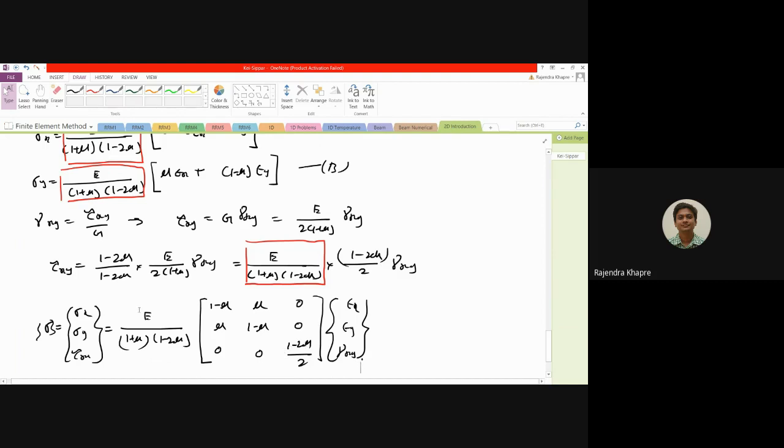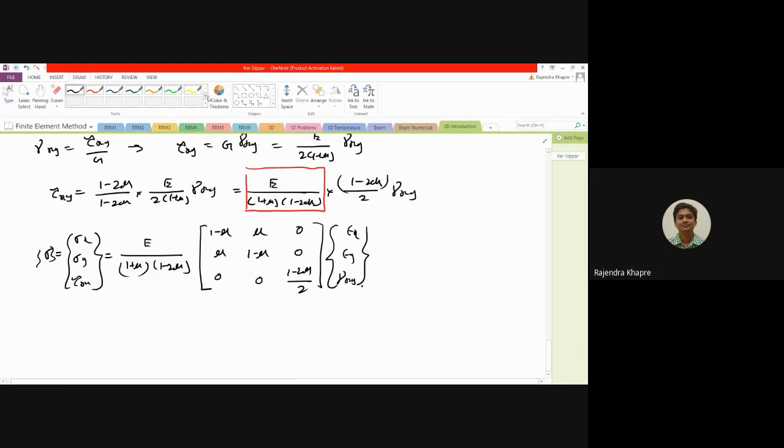So this can be written in a simple form as a D matrix. In short, sigma equals your D matrix multiplied by the strain matrix. This D matrix is nothing but your stress-strain matrix, which relates the stress and strain for a plane strain condition. This is a different matrix than the matrix we have seen earlier for the plane stress condition.